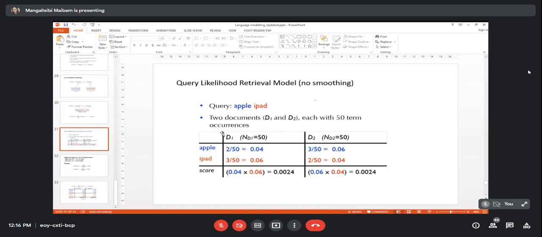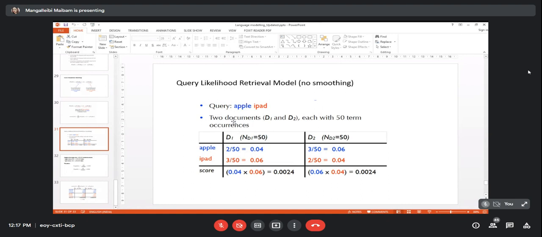So this example is without smoothing technique. Our query is Apple iPad, and we have two documents, each with 50 terms. So for D1, n equal to 50, for D2, n equal to 50. And our query is Apple iPad. So we have two documents here. Each document contains 50 terms. So you find the probability for Apple.